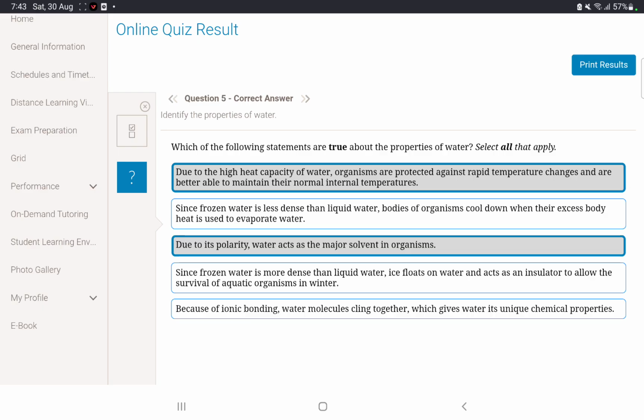Like when my mother is cooking food, it takes a long time for the water to boil, or when she's making tea, it takes a long time for the water to boil.